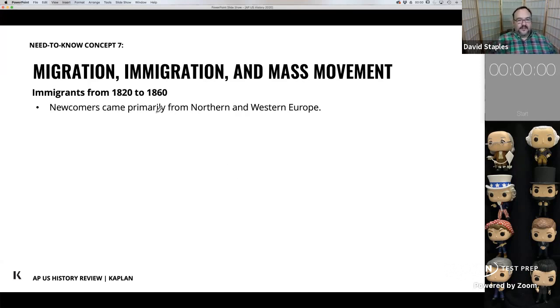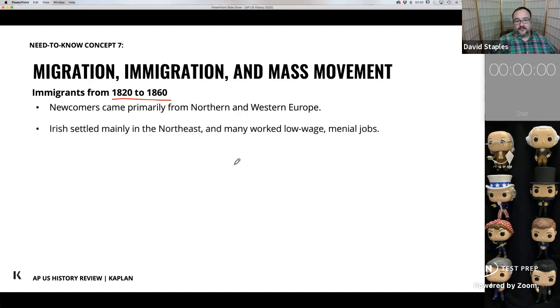So look at the difference here on this heading. We're talking 1820 to 1860. So this is the first wave of immigration. This would be pre-Civil War. So most of the newcomers, most of the immigration groups that came in are going to be from Northern and Western Europe. So you're going to see some Scandinavian, you're going to see English, French, those kind of countries. Irish for sure. They're mostly in the Northeast, low wage jobs. Germans were mostly in the Midwest.